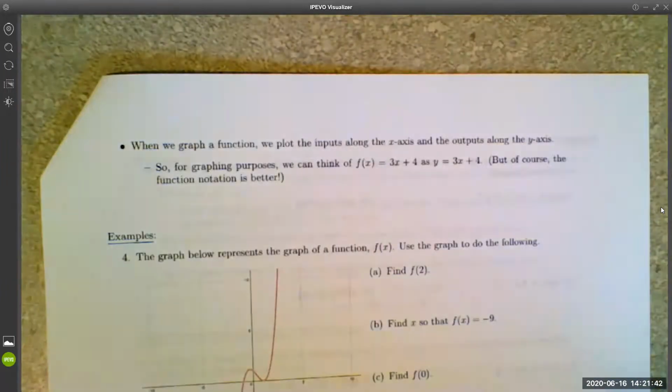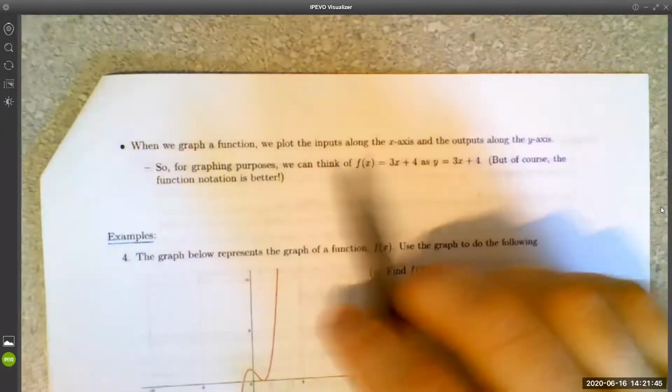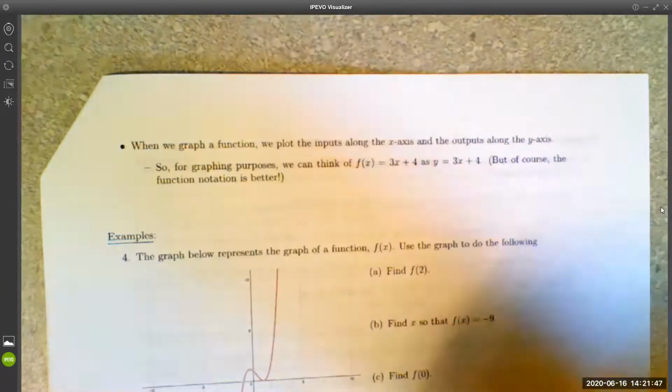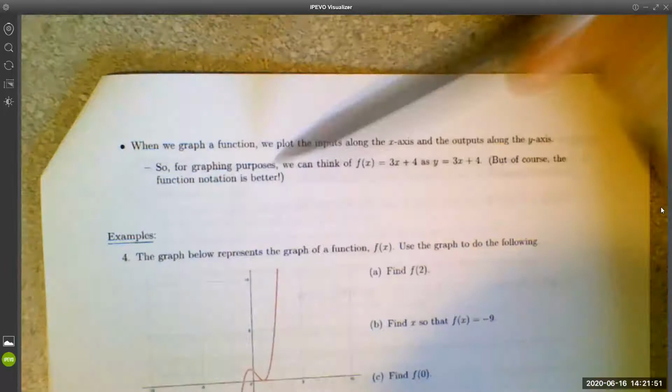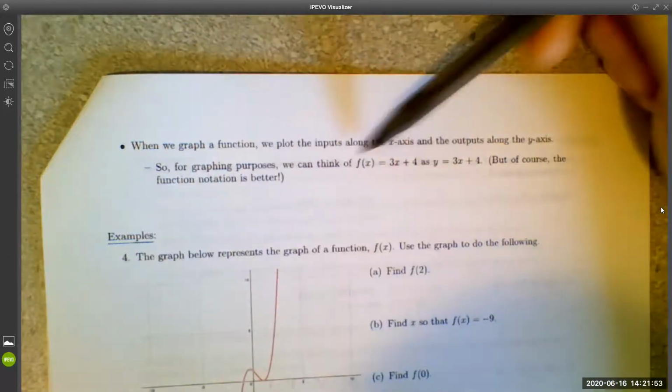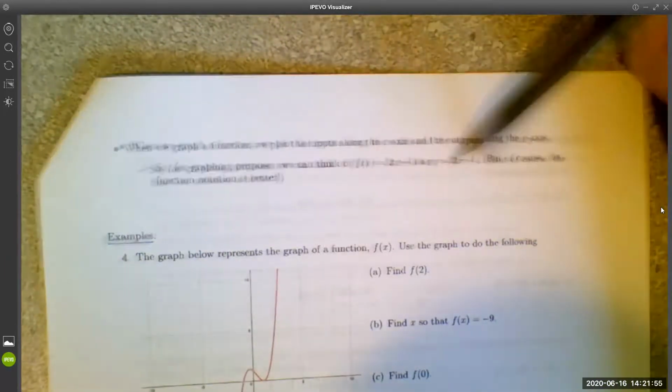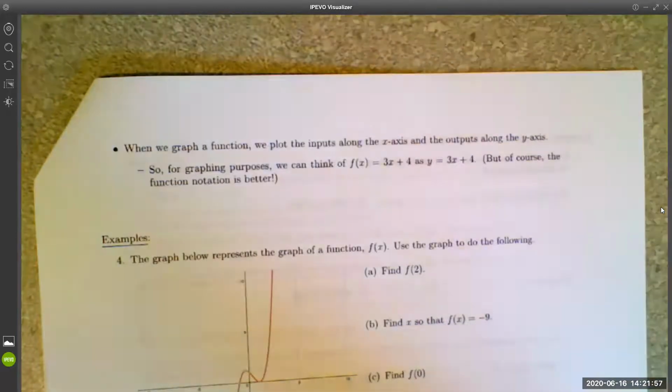When we graph a function, we plot the inputs along the x-axis and the outputs along the y-axis. So as I said earlier, for graphing purposes, you can think of f of x equals 3x plus 4 as y equals 3x plus 4, if it helps.